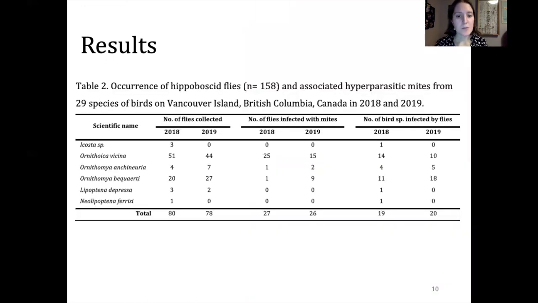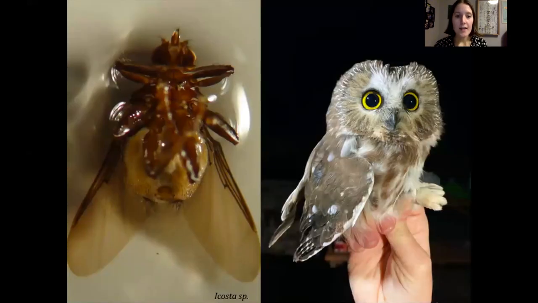So this table shows the distribution of flies, mites, and bird species. You'll notice that I've included six species of flies here. The bottom two, Lipoptena depressa and Neolipoptena ferrisi, are both mammal-exclusive parasites, so it was likely that the collection of these flies were accidental occurrences on birds. But the other four species are bird-specific parasites. Shown here is the fly that I was unable to identify to a species and only up to the genus Icosta. All the individuals of this genus were collected from northern saw-whet owls, and I would be very interested to further study these parasites, but as hard as it is to catch the flies in the day, it's even harder to do that in the night.